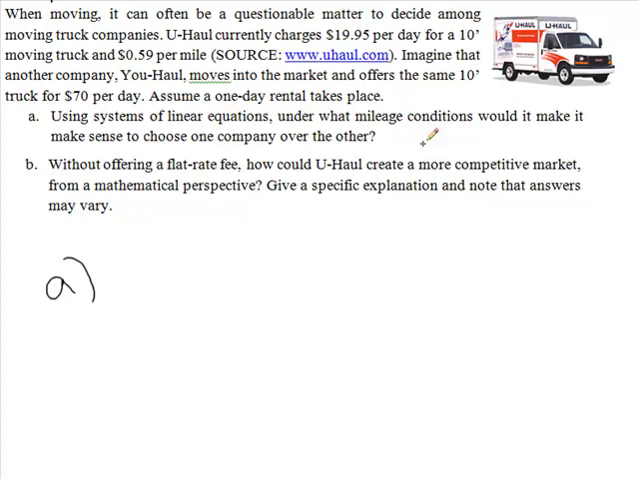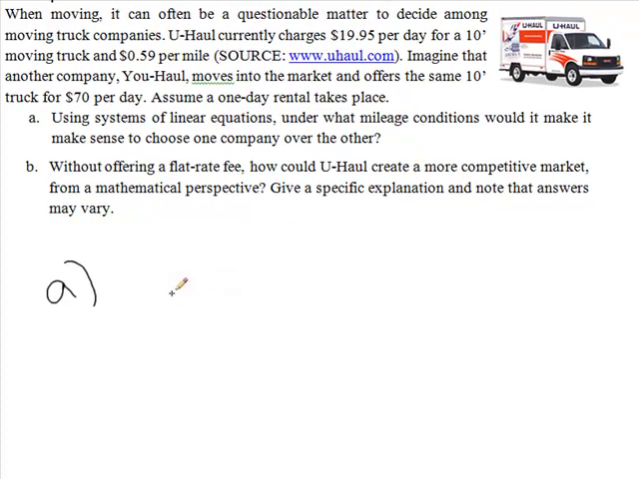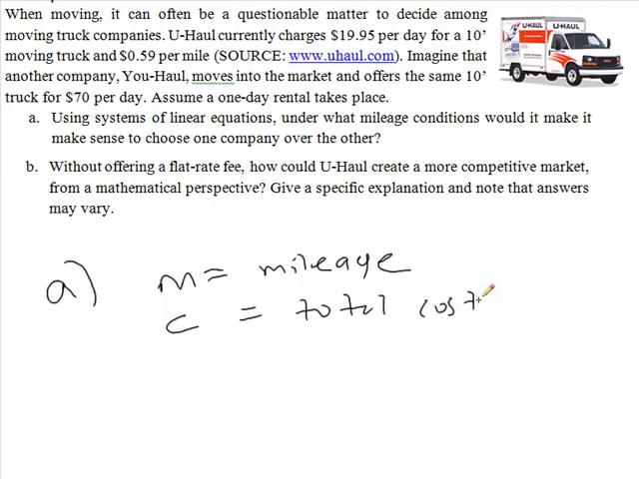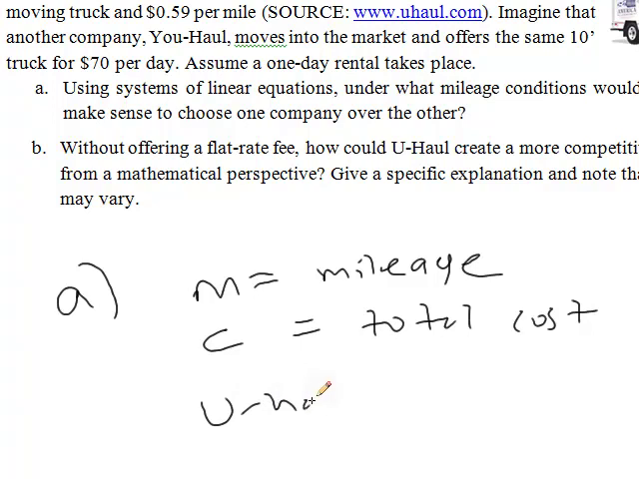We want to study under what mileage conditions it would make sense to choose one company over the other. In terms of making sense, we want to look at mileage and the total cost. So let's just call M mileage, and we'll let C equal total cost. We want to figure out what mileage will ensure that we get the best deal. In this case, we'll look at U-Haul first.